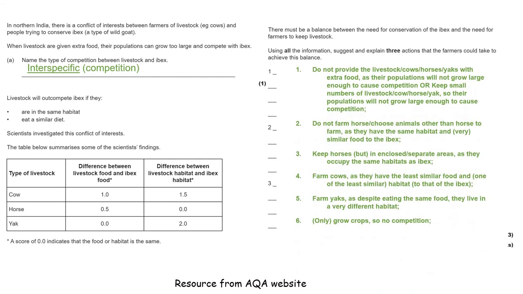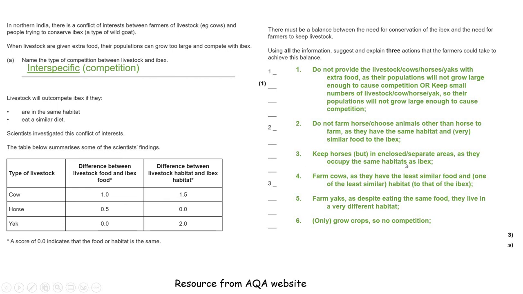So, they could say, do not provide the livestock, cows or horses or yaks, with extra food, as their population will not grow large enough to cause competition. Or you could keep small numbers of livestock or yaks so that their population will not grow large enough to cause competition. You could say do not farm horses, or choose animals other than a horse to farm, as they have the same habitat and similar food to the ibex.